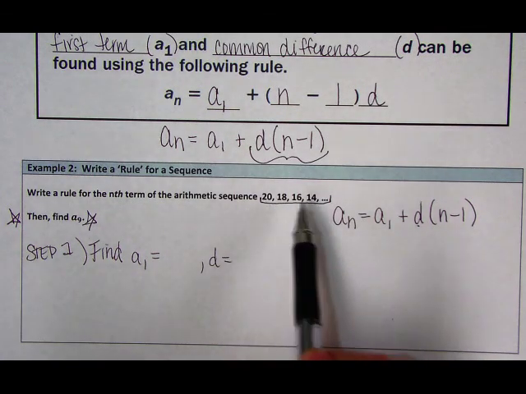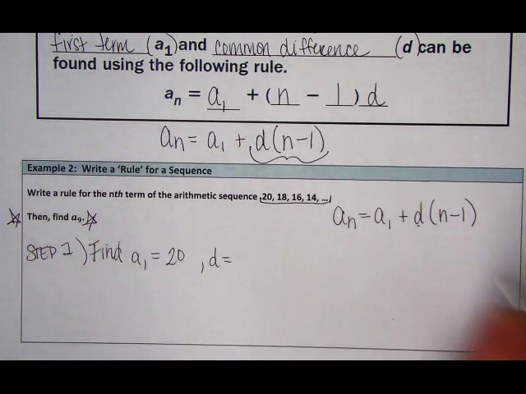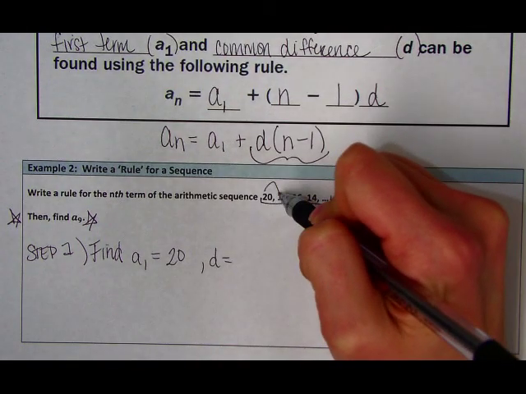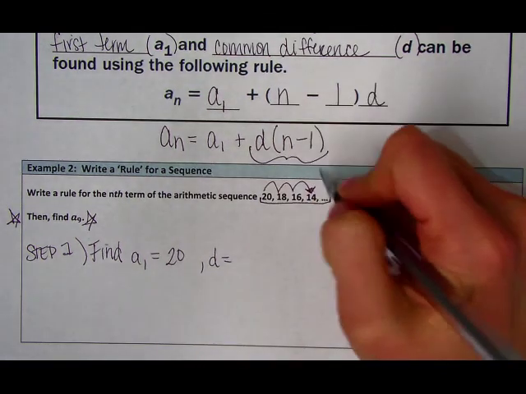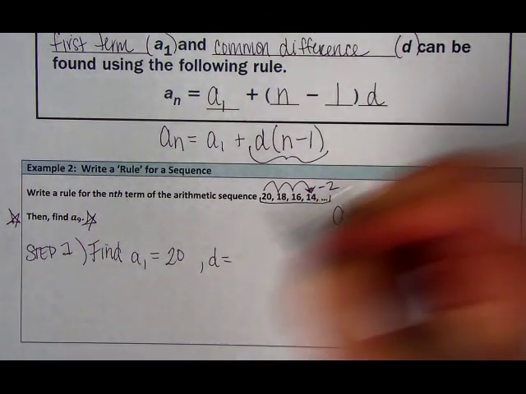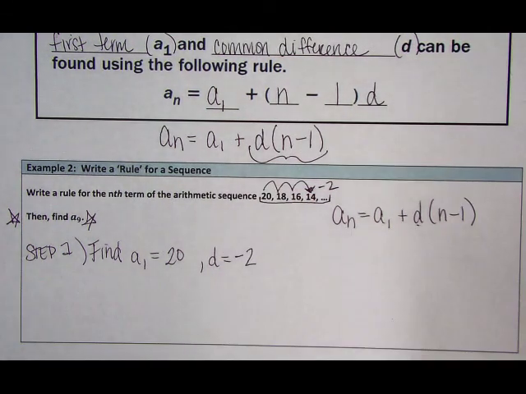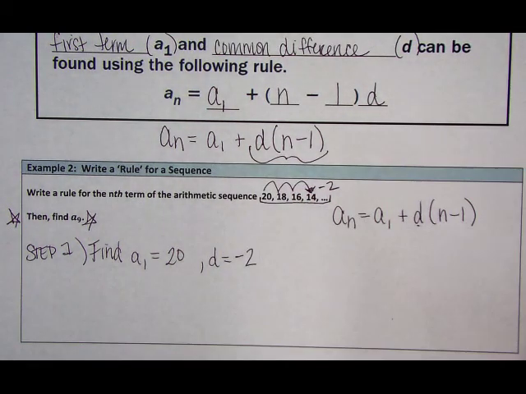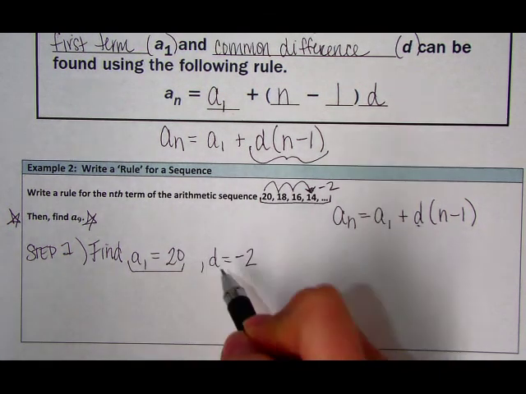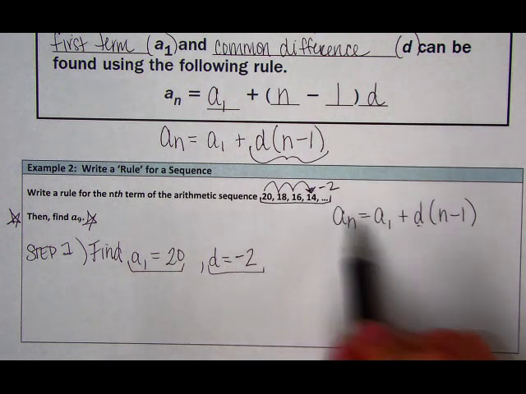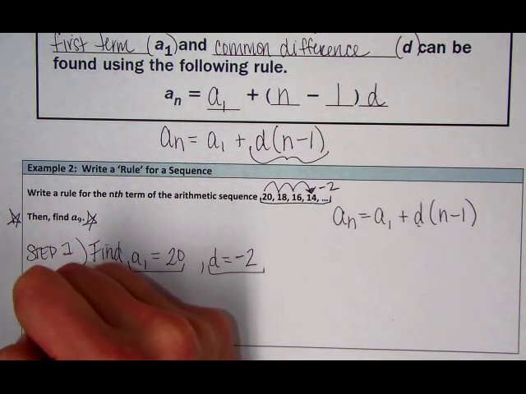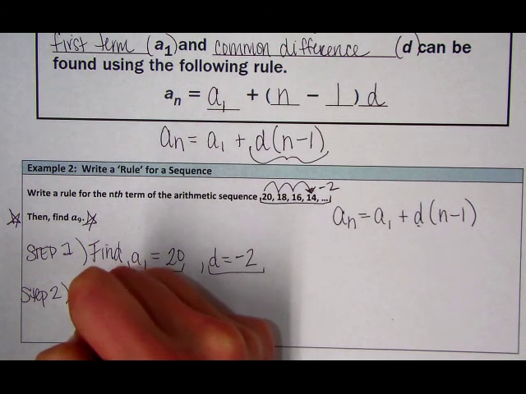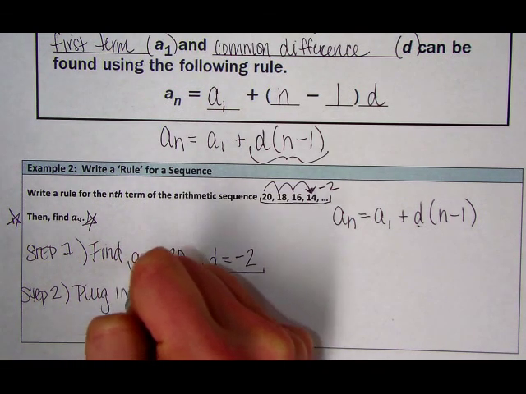Obviously, looking at our sequence, we know our first term is 20. And from our sequence, we know that from each previous term to the new term, we are subtracting 2. So our common difference is going to be negative 2, because we're getting smaller. Once we know what our a sub 1 and our d are, we can plug that into our formula to get our overall general rule. So step 2 is plug in values.